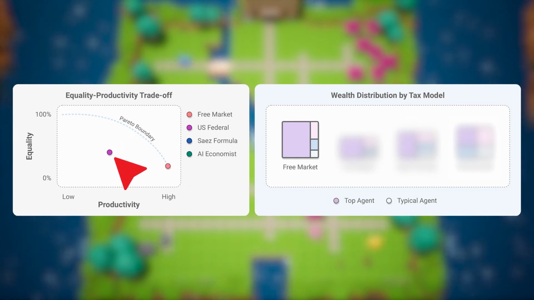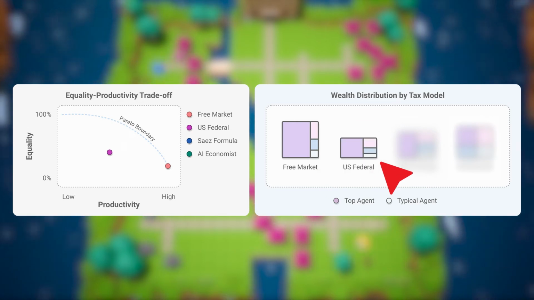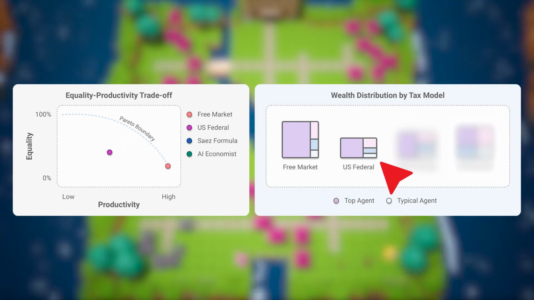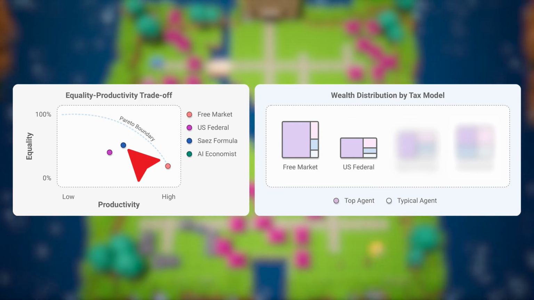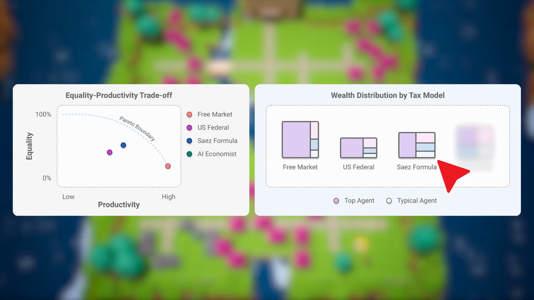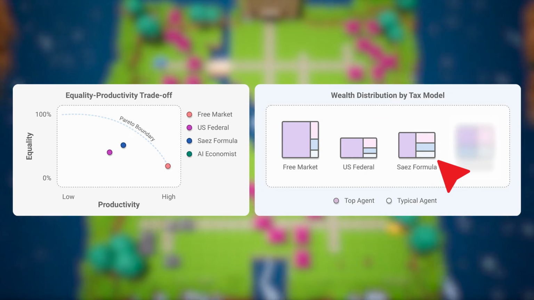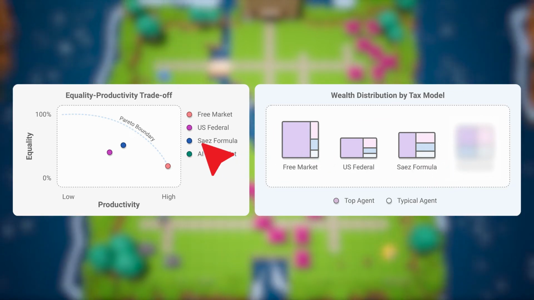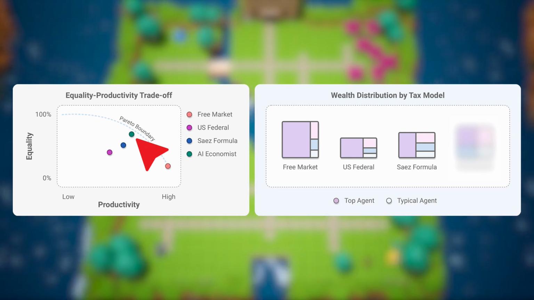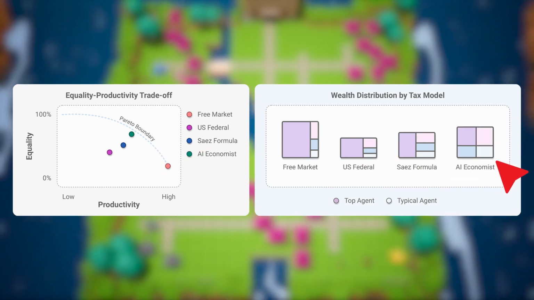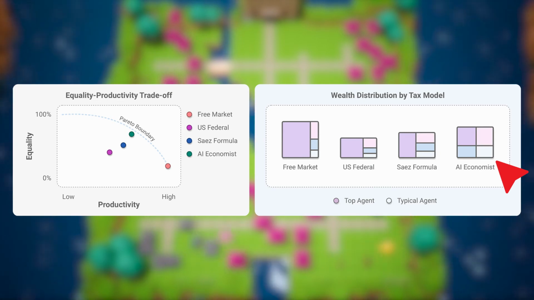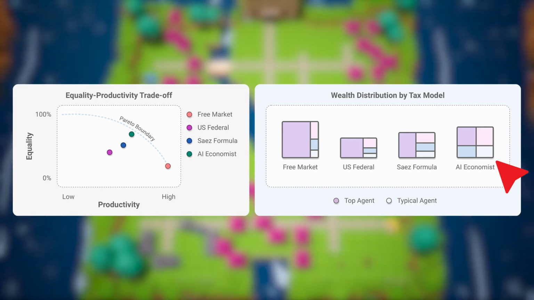If we instead take the US federal tax policy, we can see that it strikes a better balance between productivity and equality. The CS formula, which is an analytical tax formula, achieves more equality and productivity than the US federal one. If we have a look at the AI economist, we can see that it outperforms both these. And looking at the wealth distribution, we can see that the total wealth is larger and more equally distributed.